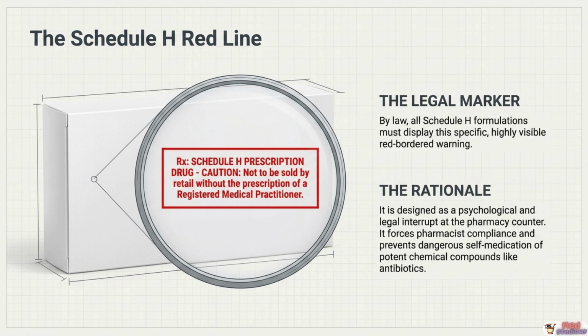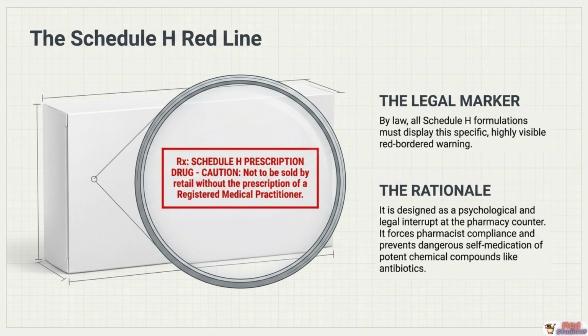This label serves a dual purpose. First, it functions as a legal instrument. It puts both the pharmacist and the patient on explicit notice that this drug carries legal restrictions on its dispensing. A pharmacist who sells a Schedule H drug without a valid prescription is committing a punishable offense under the Drugs and Cosmetics Act, subject to fines and license cancellation.